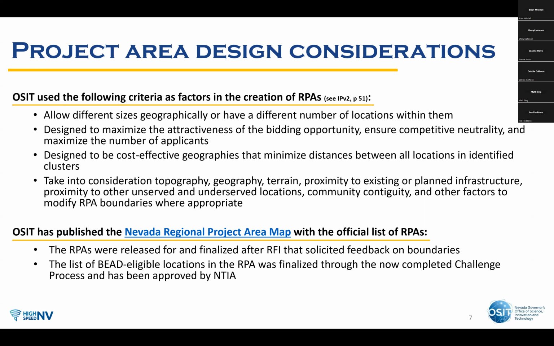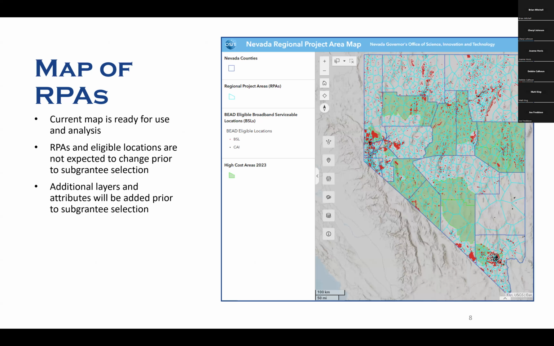The Nevada Regional Project Area Map has the official list of RPAs that were released for comment and then finalized following the input that was received. And then the specific locations in each RPA were finalized through the challenge process that is now completed. The RPA map is on the OSIT website and is available for your use and analysis in preparing your applications.